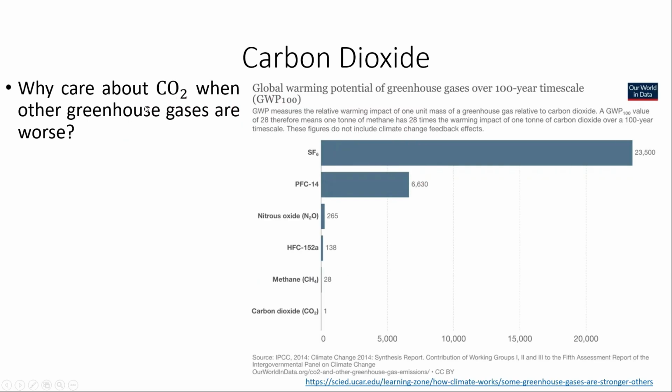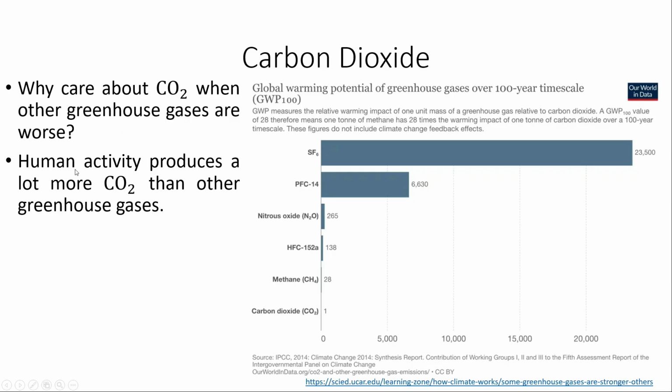And so why care about CO2 when other greenhouse gases are worse? What we can see here in this graph is essentially how much stronger of a greenhouse gas each of these things are. So if we set carbon dioxide to 1 here, then methane is about 28 times stronger of a greenhouse gas compared to carbon dioxide. This HFC and this PFC here are just fluorinated hydrocarbons. We can see that those are both quite a bit stronger than carbon dioxide, as is nitrous oxide. Then this sulfur hexafluoride is extremely strong compared to carbon dioxide.